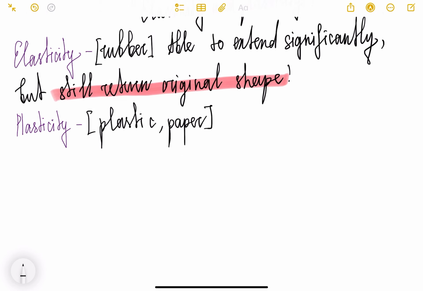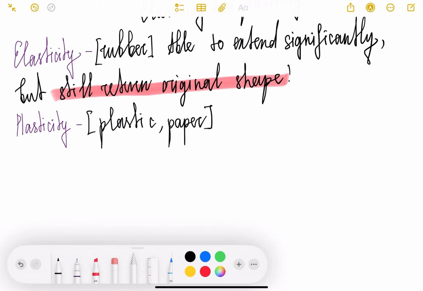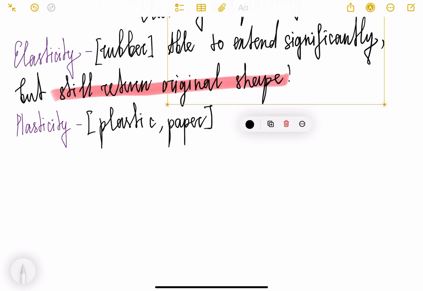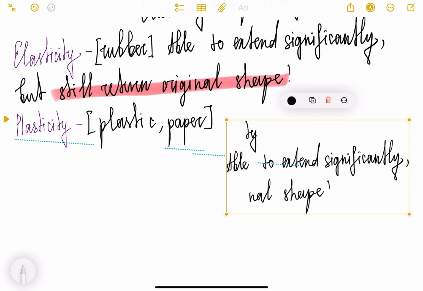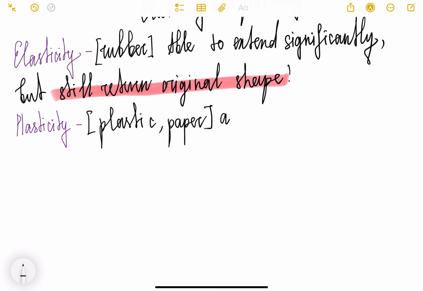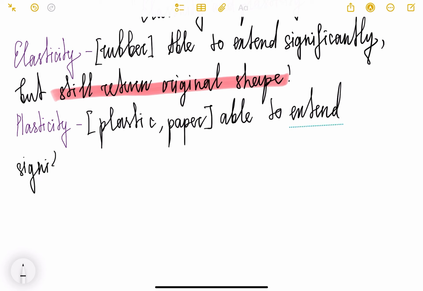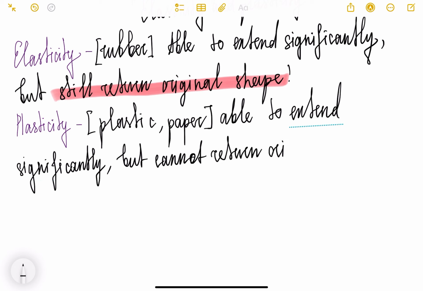Okay? Able to extend significantly. Able to extend gently, but cannot return to the original shape. Yeah, exactly.